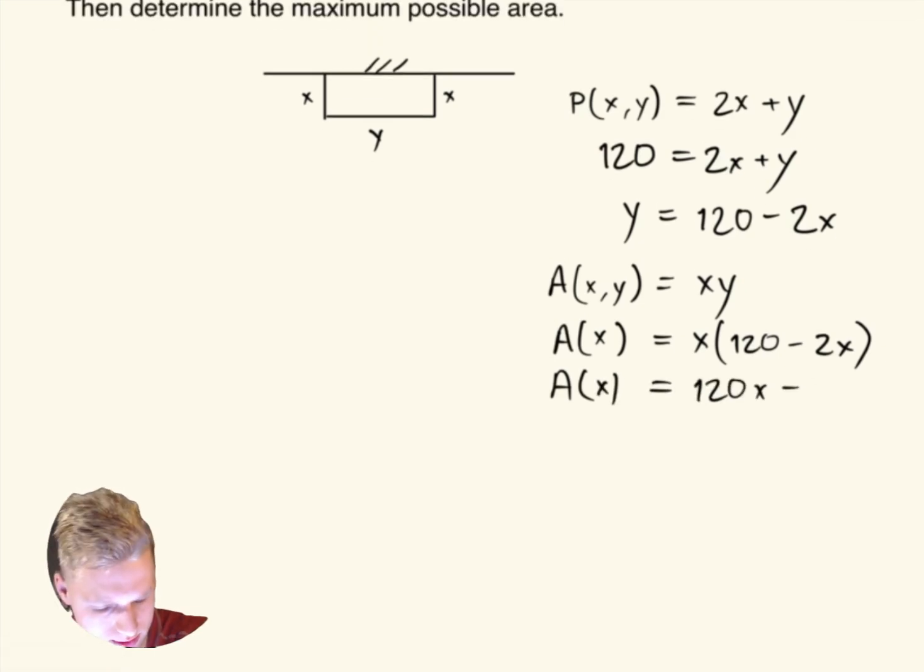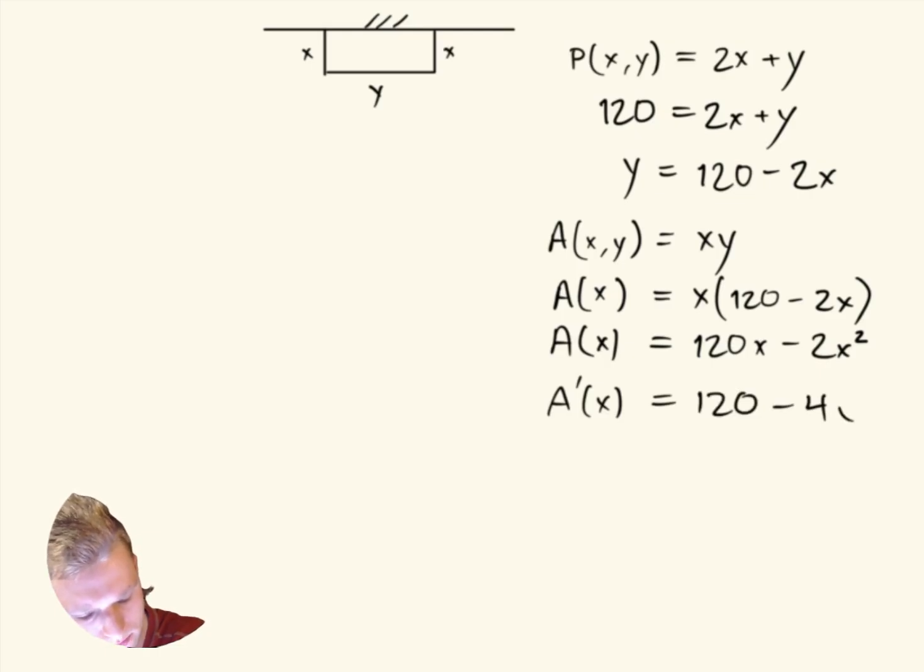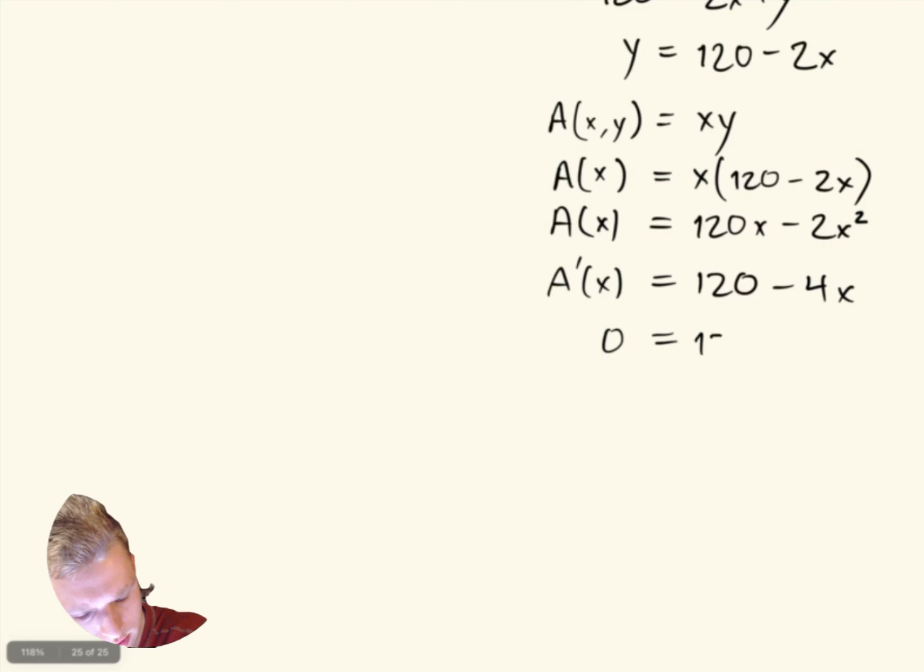The key to this now is to find the critical point. The critical point will tell us what the maximum area is, and in order to find the critical point, we have to set the left side equal to 0. Actually, sorry, you have to take the derivative first. Getting ahead of myself. So A'(x) is equal to 120 minus 4x. Set that equal to 0. And so x is equal to 30.